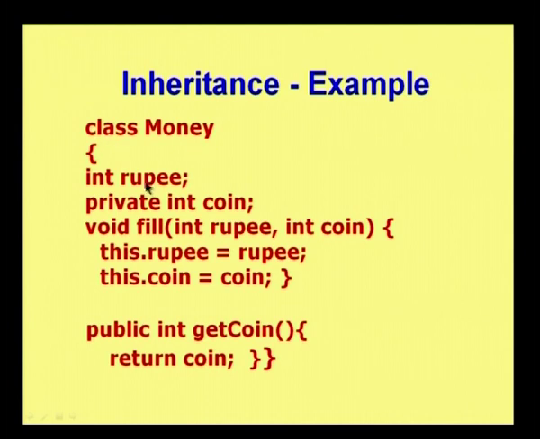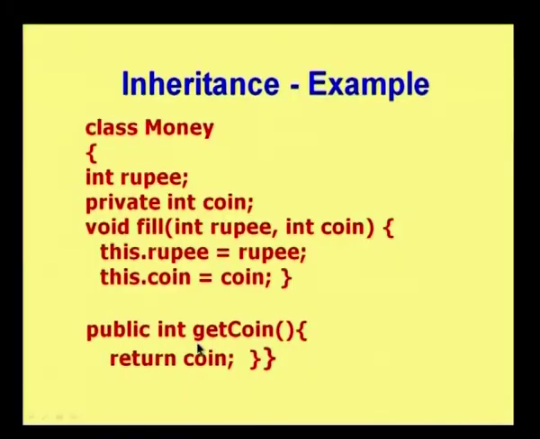So, here we have made a few changes, you can look into this. We have class Money, int rupee, private, same thing. The same fill method, and now we have a method public int getCoin that returns coin. So, we have to discuss this get method. I have already told you accessor methods are the methods which are used to set and get the value from a particular variable of a particular class.